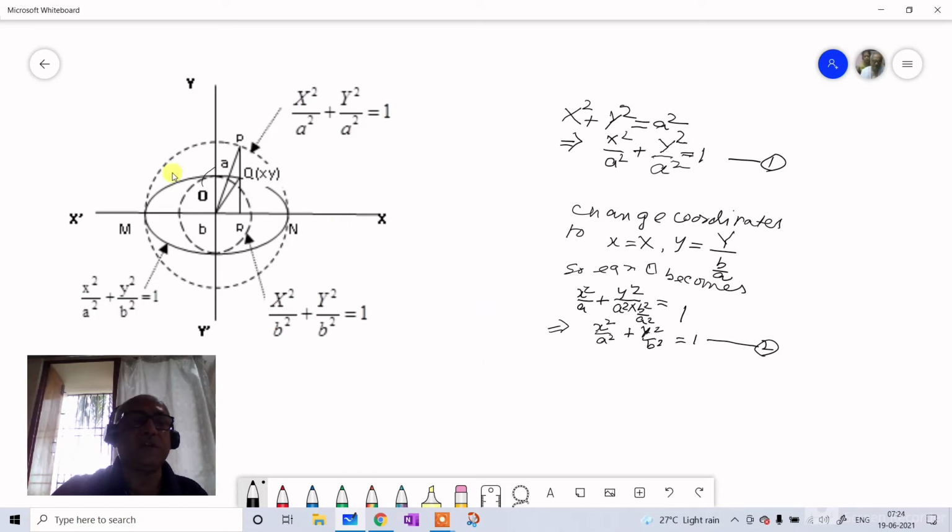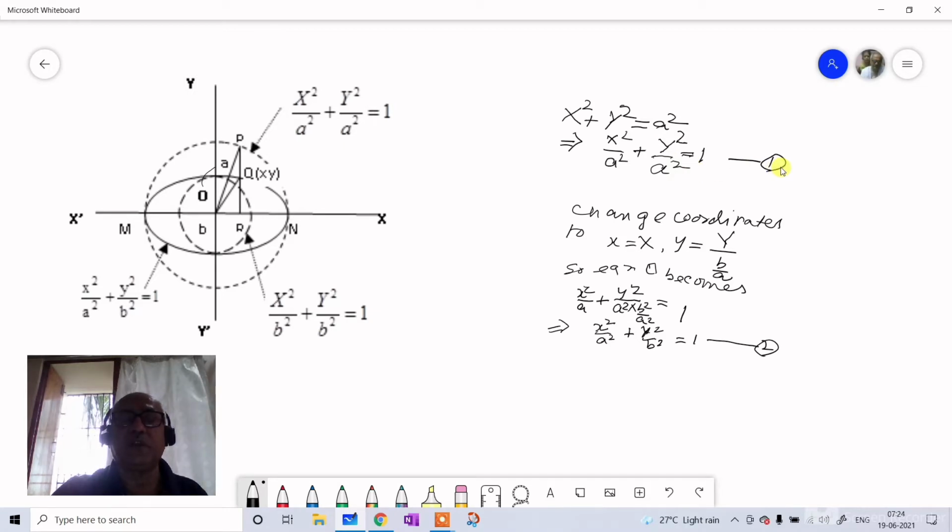Now look at this figure. Look at this big circle PMN. Its equation is capital X square plus capital Y square is equal to small a square, where small a is the radius of the circle. Divide by a square, that is capital X square by a square plus capital Y square by a square is equal to 1.